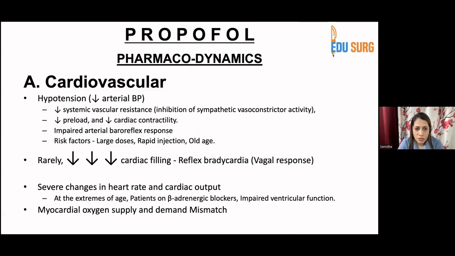Risk factors are, of course, if you don't give as per the weight, if you don't titrate the doses, or give rapid injection in elderly patients who are already having hemodynamic instability or some cardiac issues such as low ejection fractions. Sometimes it causes a gross drop in cardiac filling and reflex bradycardia, which is a vagal response. Severe changes in heart rate and cardiac output are common at extremes of age, in patients on beta adrenergic blockers, and with impaired ventricular function. Myocardial oxygen supply demand mismatch can happen again with higher doses.